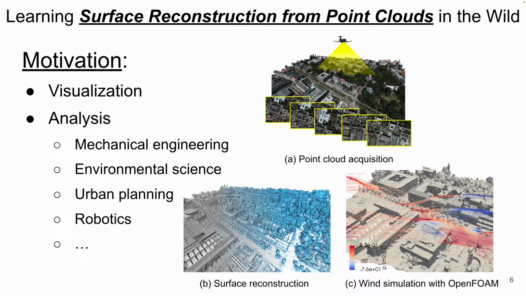But more importantly, we can also analyze the surface and use it for numerical simulations instead of doing costly or time-consuming real-world experiments. So for example, if we have the surface of a whole city, we can use it for wind simulation, such as I've shown here on the bottom right. But there are many other applications as well.